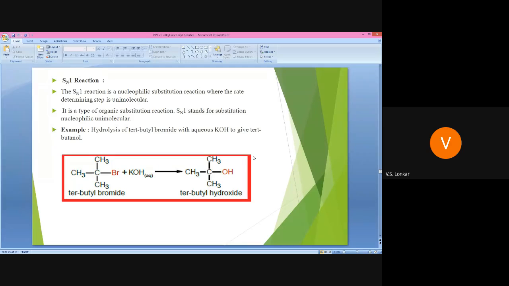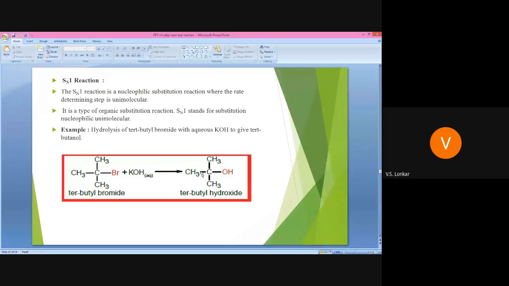Hydrolysis of tertiary butyl bromide with aqueous KOH to give tertiary butanol. We consider the reactant as tertiary butyl bromide, plus aqueous KOH. It gives the product tertiary butyl hydroxide, that is, tertiary butanol. Here hydrolysis of tertiary butyl bromide takes place by using aqueous KOH and gives tertiary butanol. This example follows the SN1 mechanism.